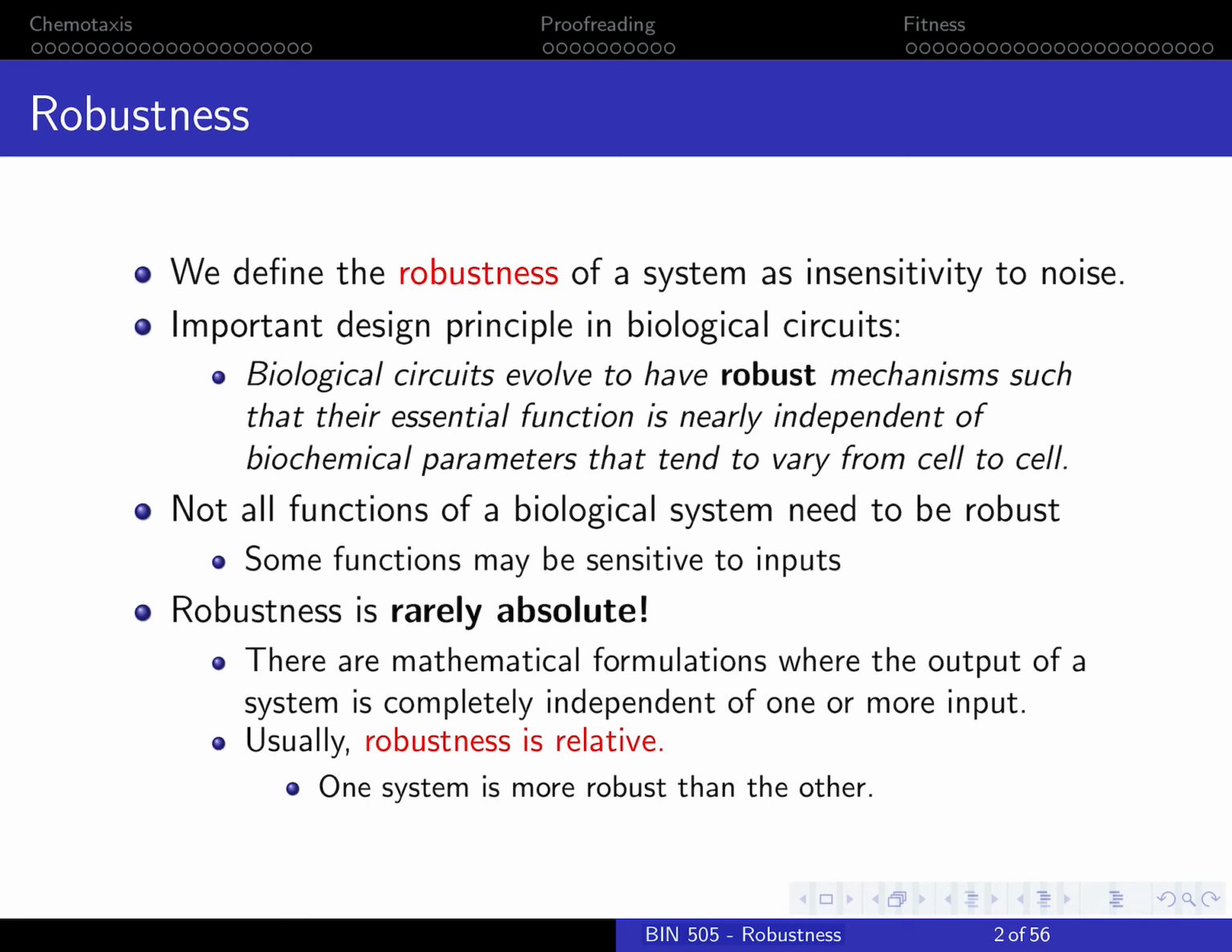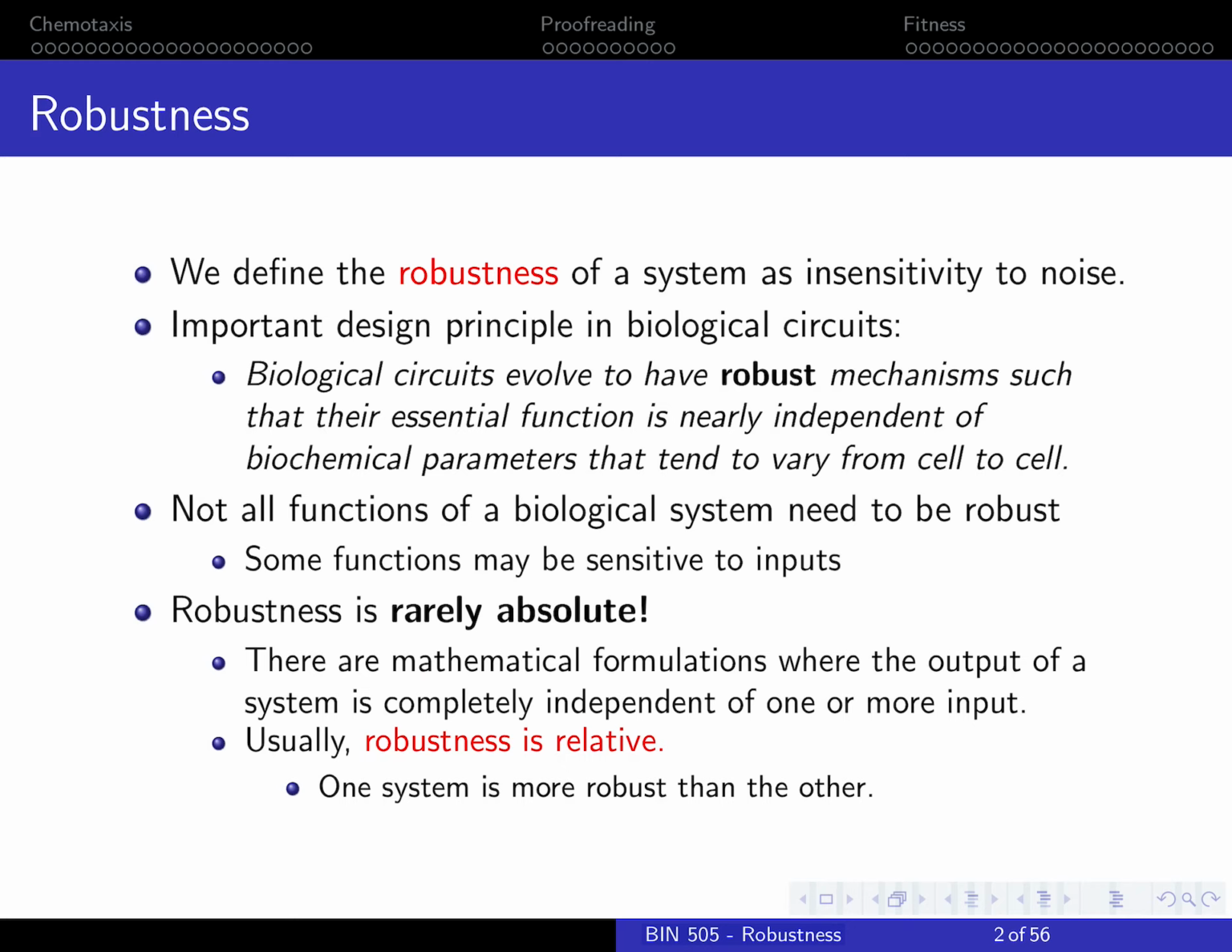Other examples are from our own bodies. For example, your insulin system is robust to fluctuations in your sugar intake and tries to keep the blood sugar level steady. But again, this is robust to a point. If you go and eat 15 donuts at a time, it's not that robust.